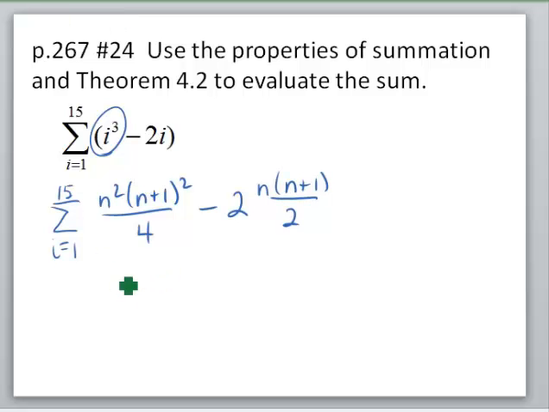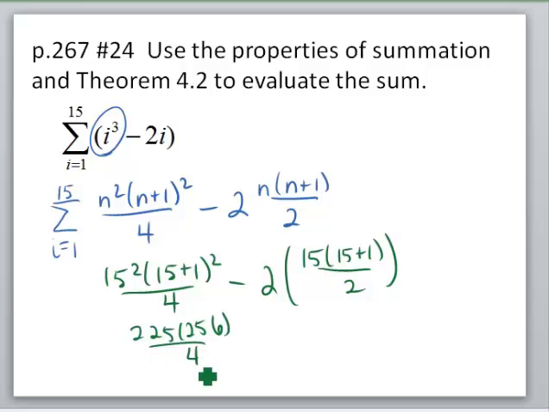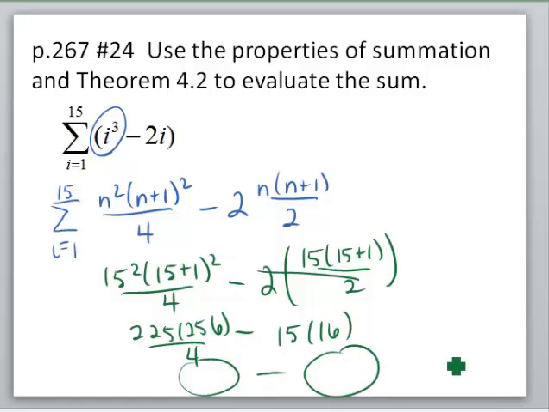We're going to plug in 15 this time, so we have 15 squared times 15 plus 1 squared all over 4 minus 2 times 15 times 15 plus 1 all over 2. This large fraction right here will give me 225 times 256 all over 4, minus this fraction, 15 times 16 divided by 2, times 2. Well, these cancel, so I really just have 15 times 16. At this point, since I'm running out of time, you multiply those together, divide by 4, subtract that number, and you'd come up with your final sum.